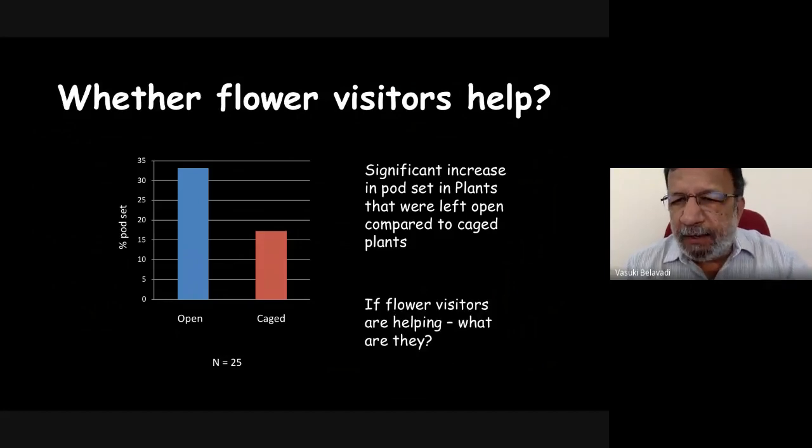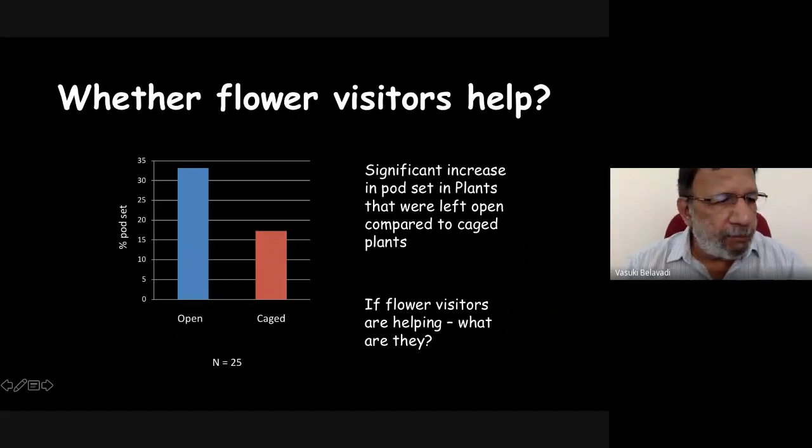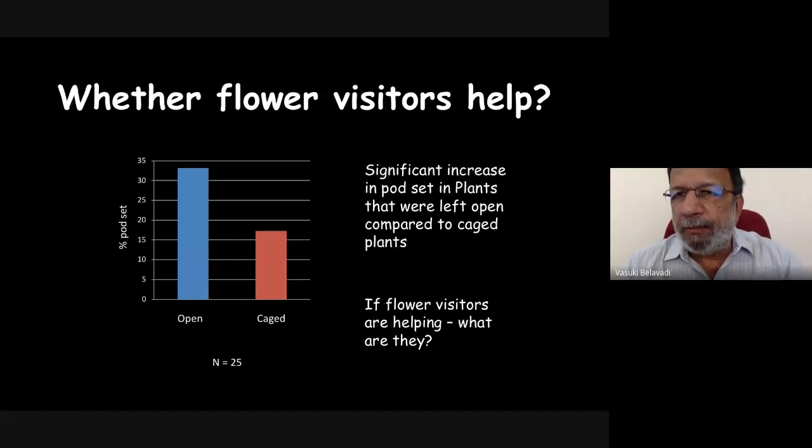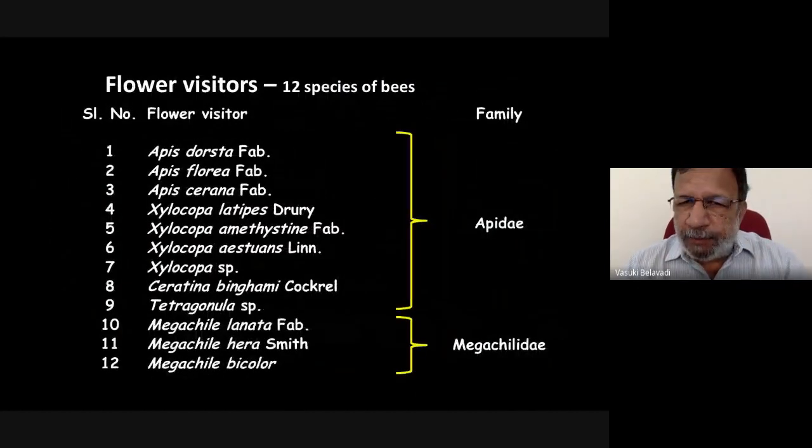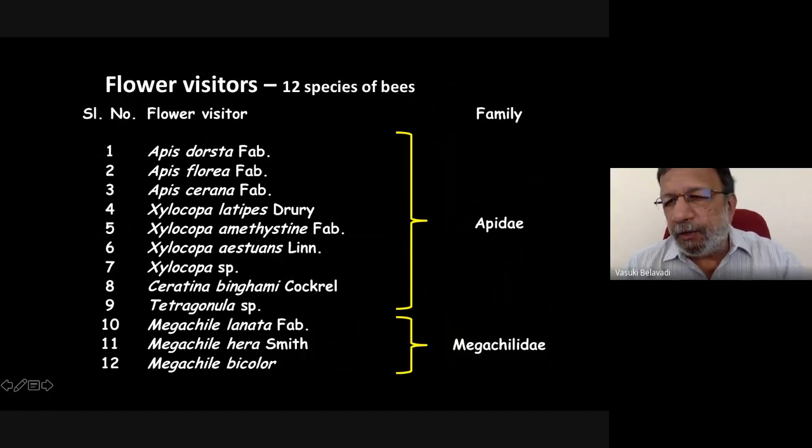And if flower visitors are helping, what are these flower visitors? That is the next question. This is the most basic thing when you start working on pollination biology. One of the first things that you should find out is whether the flower visitors are helping in any way. The major flower visitors, we found, are 12 species of bees. Though there were 18 species of insects visiting, 12 species were bees. Of these, 9 species belonged to the family Apidae and 3 species belonged to Megachilidae, 3 species of genus Megachile, and 3 species of Apis, dorsata, florea and cerana, the honeybees. Then 4 species of Xylocopa, the carpenter bees, and Ceratina binghami, and Tetragonula, the stingless bee.